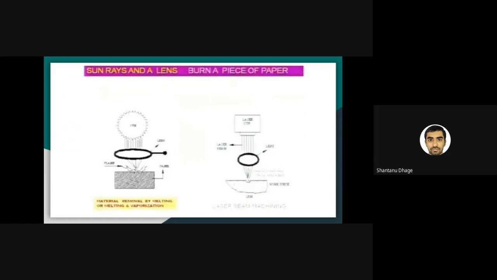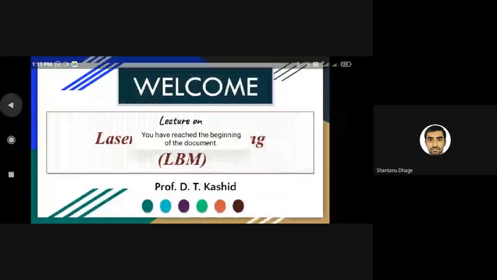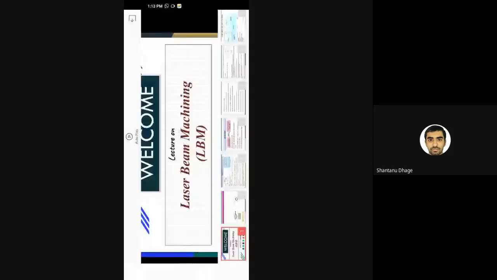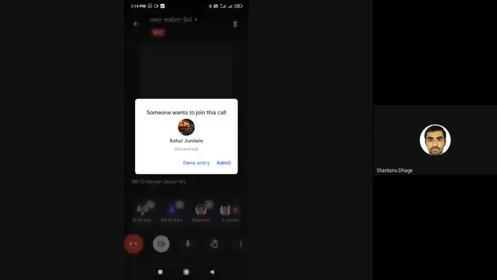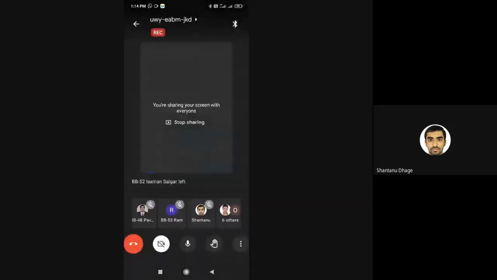Here also, unlike EDM, we are utilizing heat energy, and that heat energy is utilized for melting, or melting and vaporization. Due to the melting and vaporization of your workpiece, the metal will be removed.